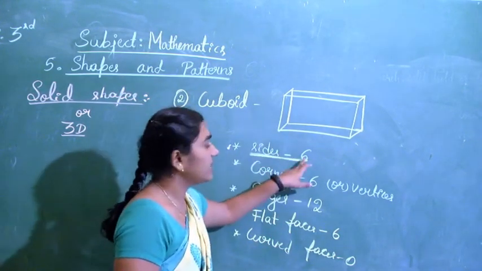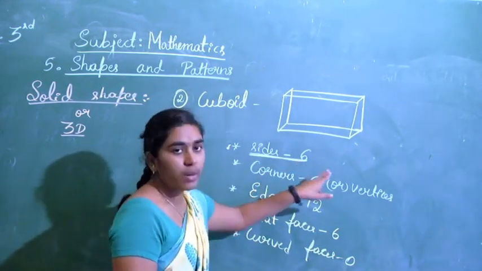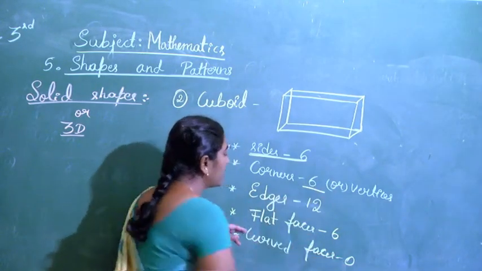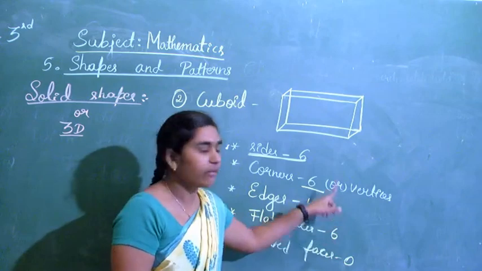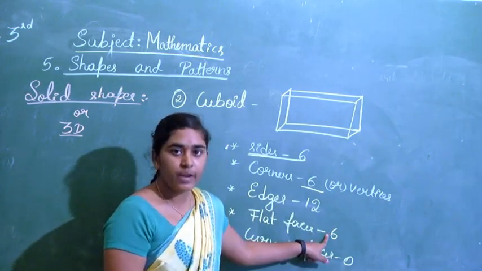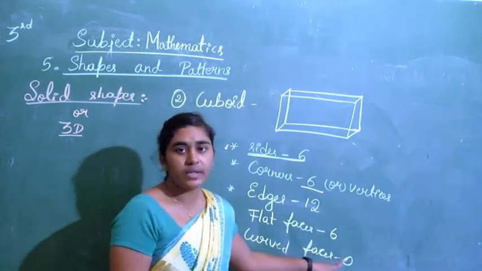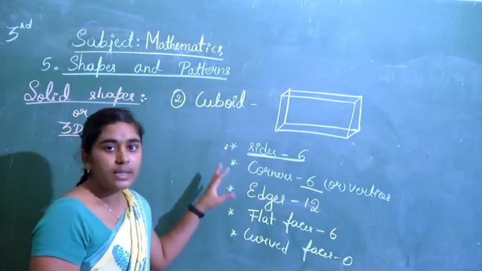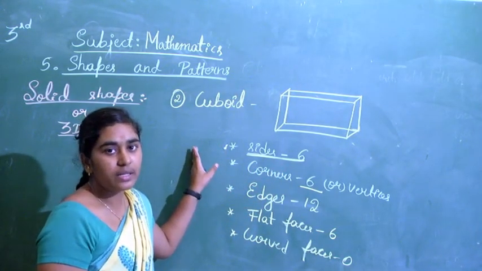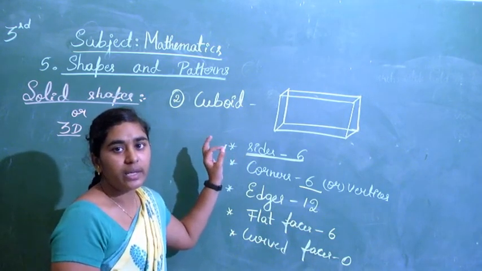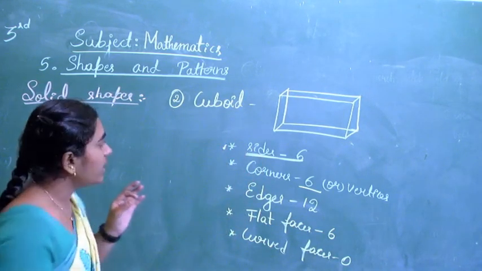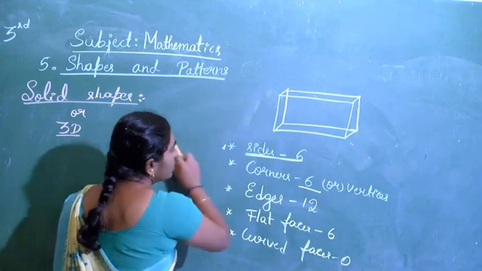Here also it has 6 faces. Number of vertices are 6. 12 edges. Flat faces only it has. All the 6 sides are flat faces and the curved faces are 0. All the properties remain the same. The only difference is here sides are not equal, they are different sides. And coming to the next one, which is the third solid shape.